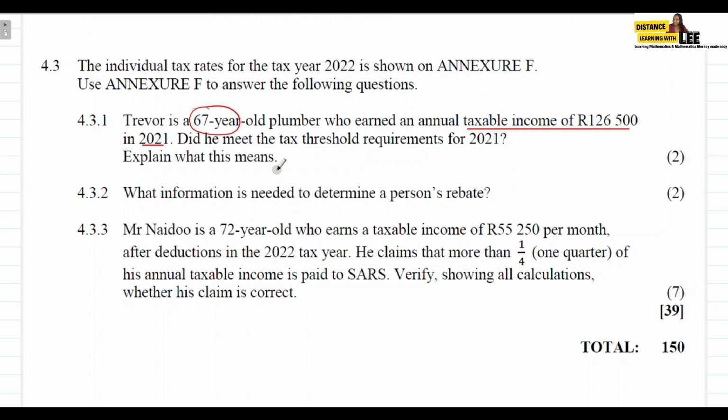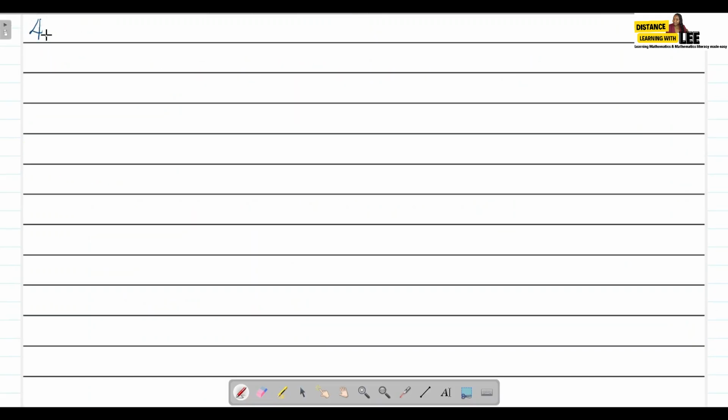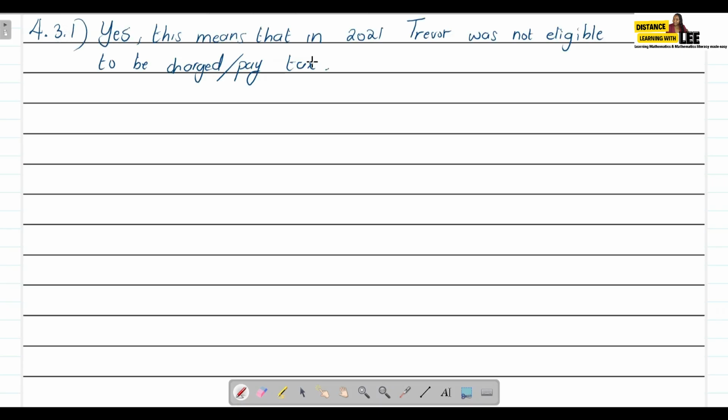Why am I saying he did meet the tax threshold requirement? He met this requirement because he earns a taxable income that is less than the amount you have to earn to pay tax. So let's write that down. This is question 4.3.1. So yes, and what this means is that in the year 2021, Trevor was not eligible to pay tax. Or you can write yes, he does not have to pay tax.